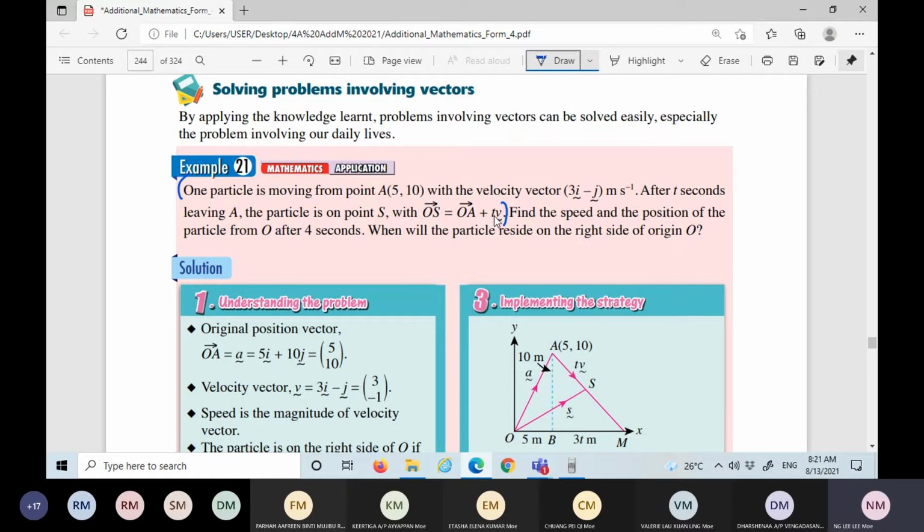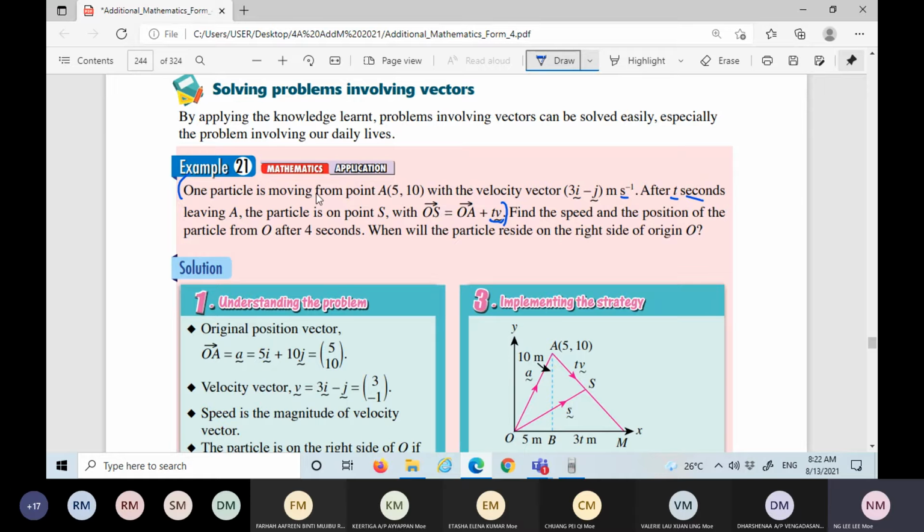What's the meaning? The t is the time, after t second, because the velocity here is meter per second. So here is t second. This one is actually the distance. The time times the velocity, you get the distance. So we start with the OA, the original position, plus the distance it moves. So you will get a new position.